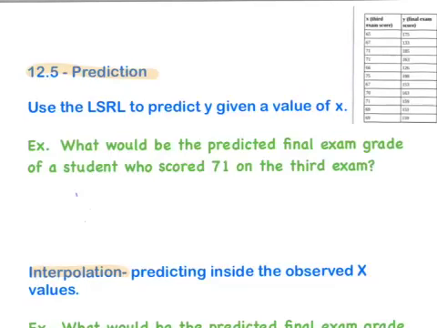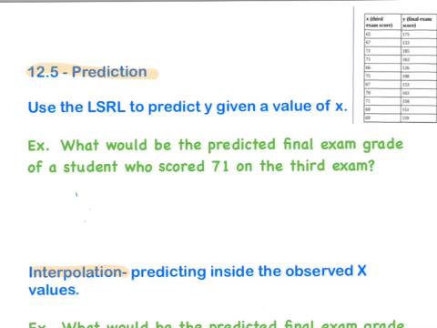Lesson 12.5 is on predictions. One of the biggest reasons we go through and do scatter plots and find the correlation coefficient and the least squares regression line is so that if we do have a relationship or a correlation, we can use our least squares regression line to predict y given a value of x.